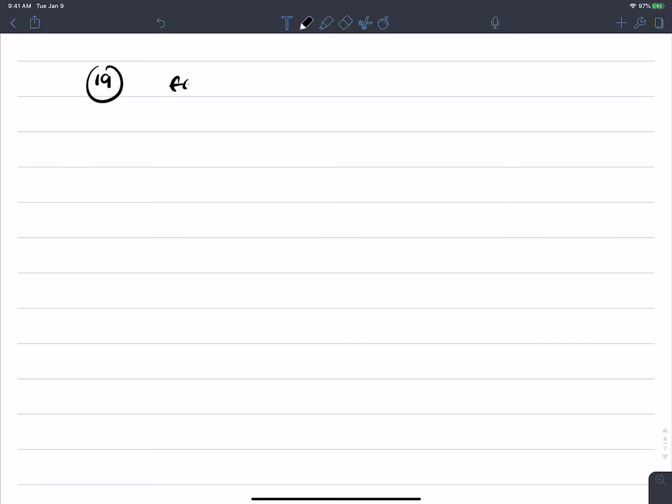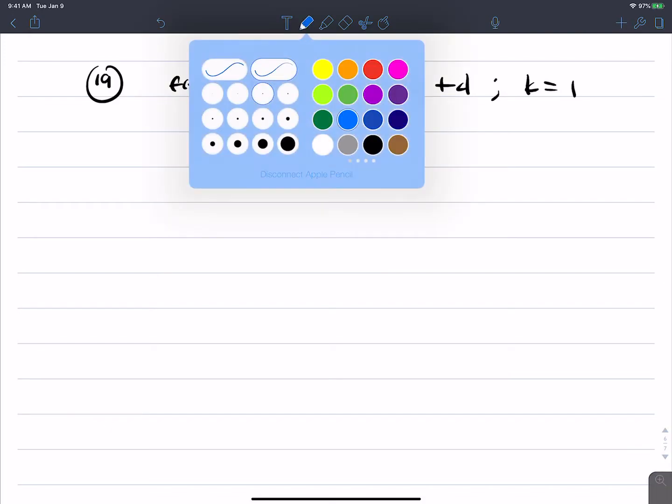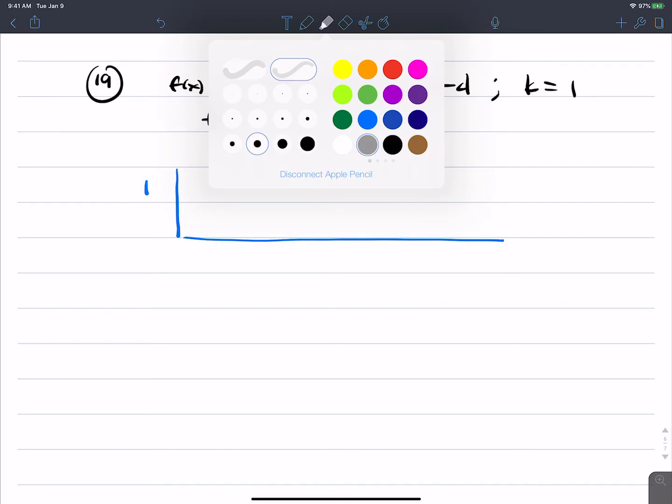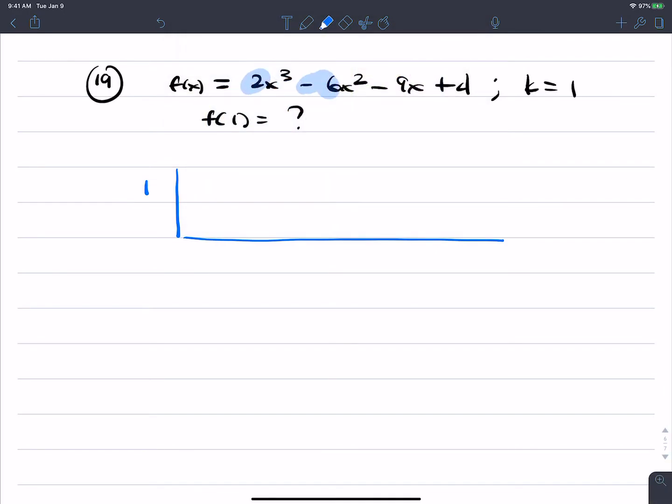Number 19. f of x is 2x cubed minus 6x squared minus 9x plus 4. They want to see whether k equals 1. Well, they want us to find the value of f of k, or f of 1. So we want to find what f of 1 equals, and we have to use synthetic division. So since k is 1, it's out here. Let's copy down our coefficients: 2, negative 6, negative 9, positive 4.